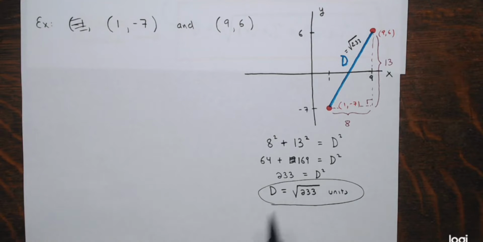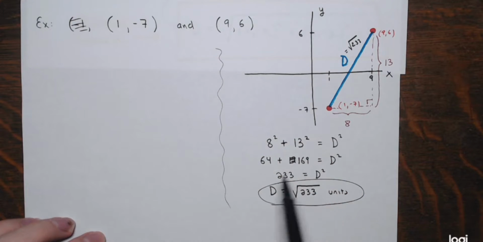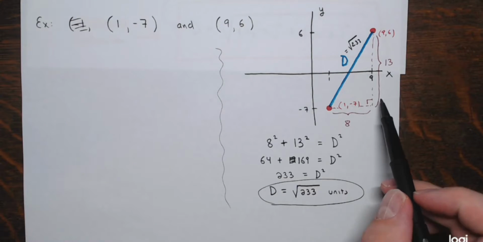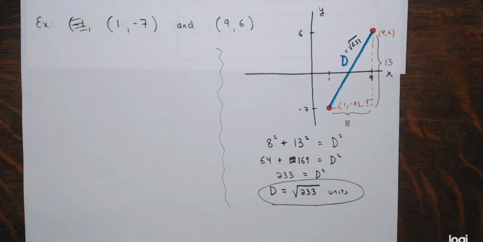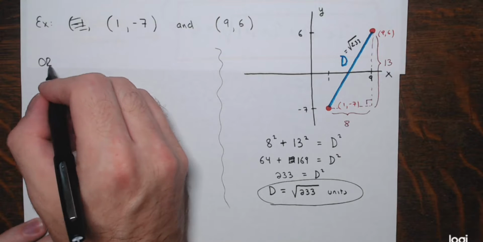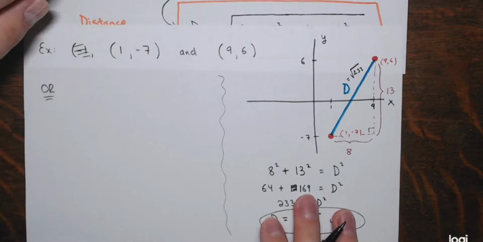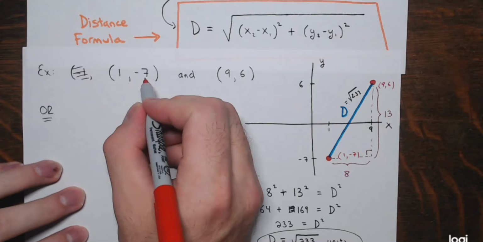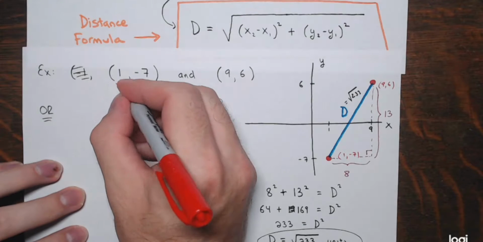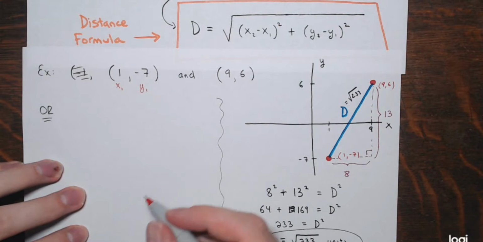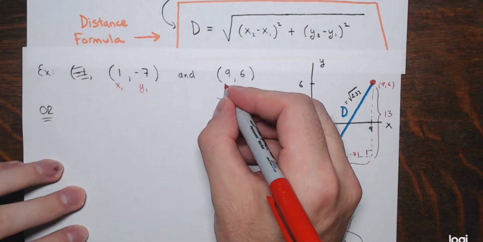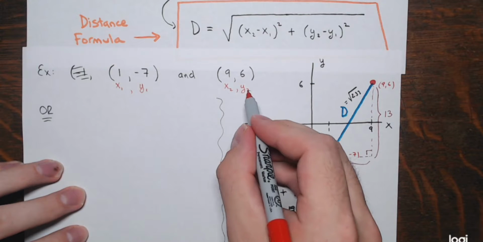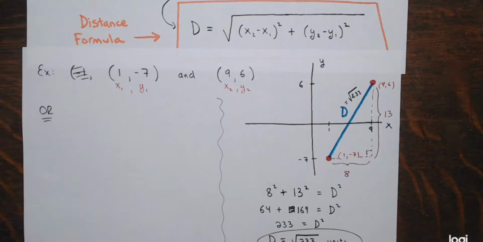Now, you can do it with a picture like this, like I did over here, where I draw a picture and make a little right triangle, find the horizontal leg's length and the vertical leg's length, and then use the Pythagorean theorem to find the hypotenuse. Or I can just jump right into the formula. Here's the formula again, and just make sure you're labeling things properly. One point I'll call x1, y1: x1 is 1 and y1 is -7. The other point I'll call x2, y2: x2 is 9, y2 is 6. Then just replace all that in the formula.